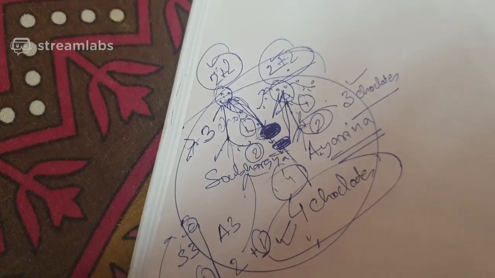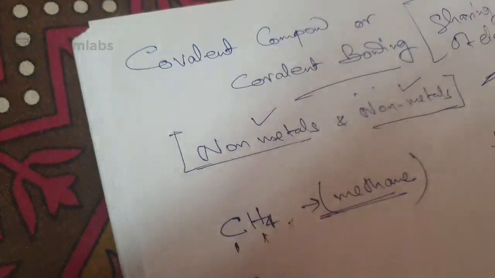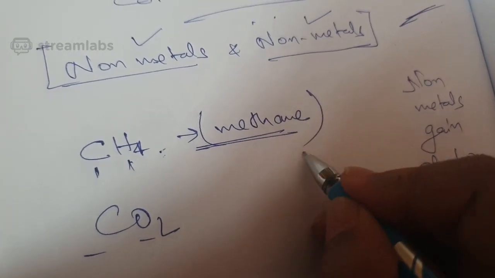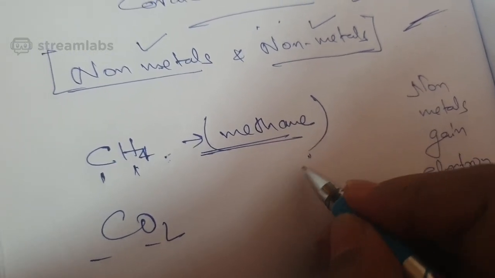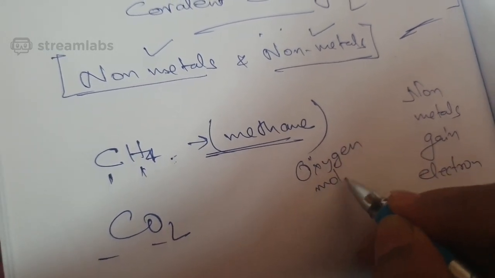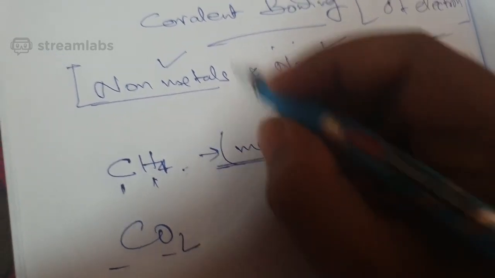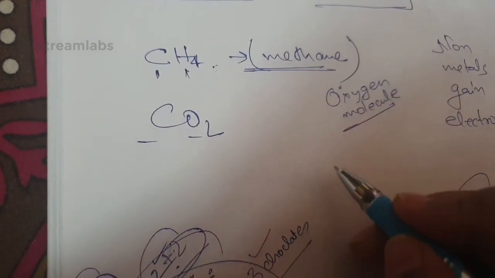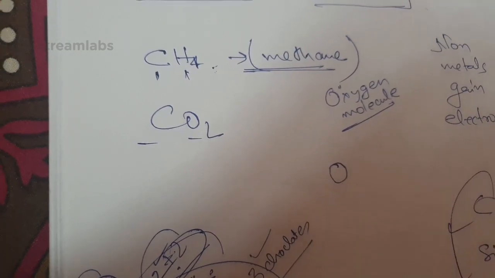I hope now, if you understand this, let us understand in case of the simplest molecule. Suppose, for example, oxygen molecule. In oxygen molecule also there is covalent bonding because there is sharing of electron. How, I will tell you. First, I will write down oxygen like this.